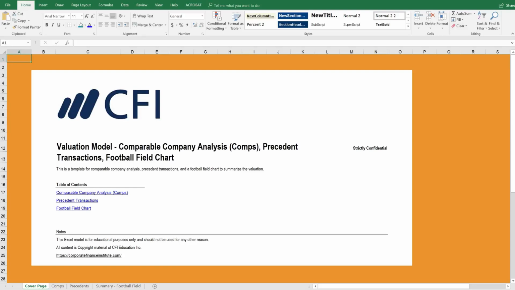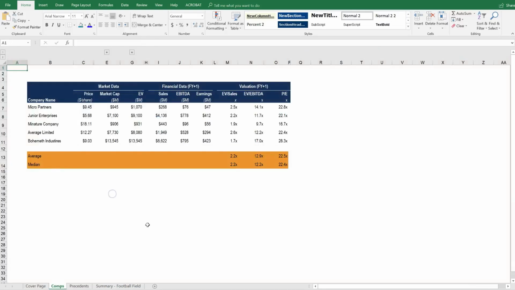Here we are inside the valuation model. As you can see, there's a cover page that outlines what's inside the model. Let's start by looking at comparable company analysis, or comps for short. This comps table values businesses by taking their market data and comparing that to some financial data, such as sales, EBITDA, or earnings, and calculating multiples. These multiples are then used to value the business that we're trying to value.